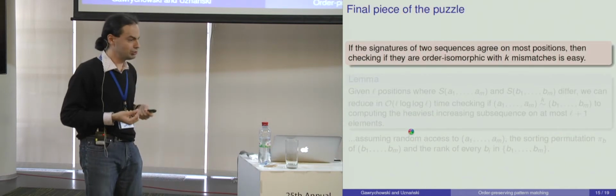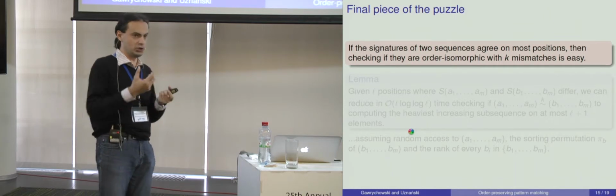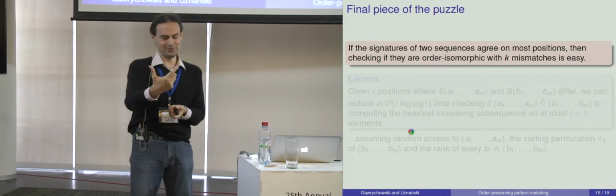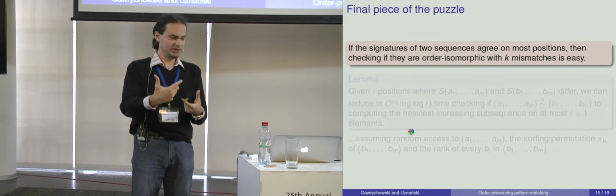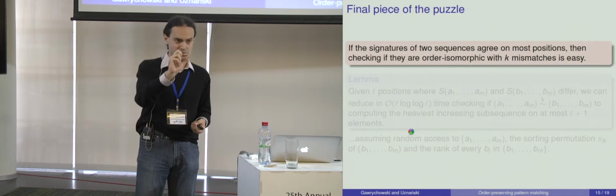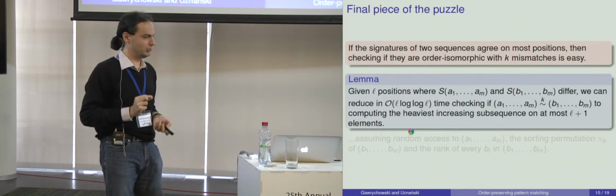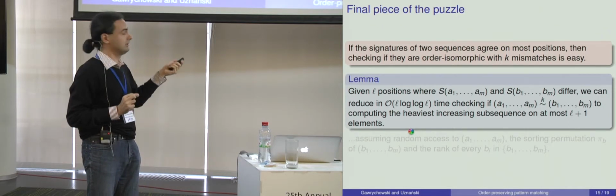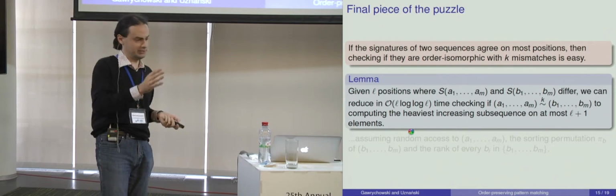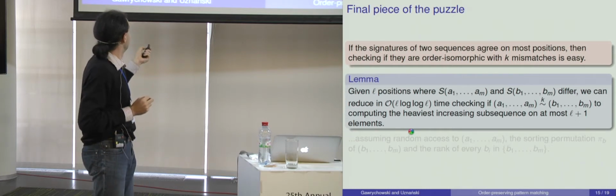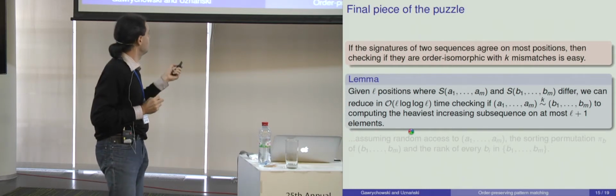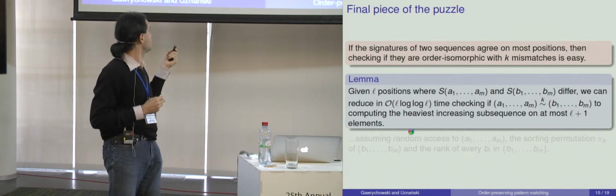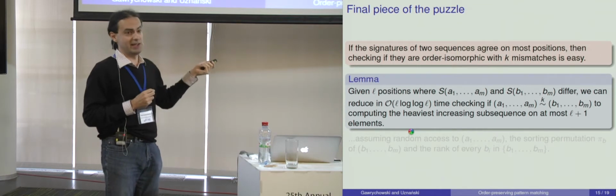So the intuition is that if the signatures of two sequences agree on most positions, then checking whether they are order isomorphic is kind of easy if k is small. And more formally, you can prove the following statement. So if you are given the L positions where the signatures differ, so those are places where the signatures are different, then you can reduce in time L times something small, checking whether those signatures match with k mismatches or not, to computing the heaviest increasing subsequence on L+1 elements.